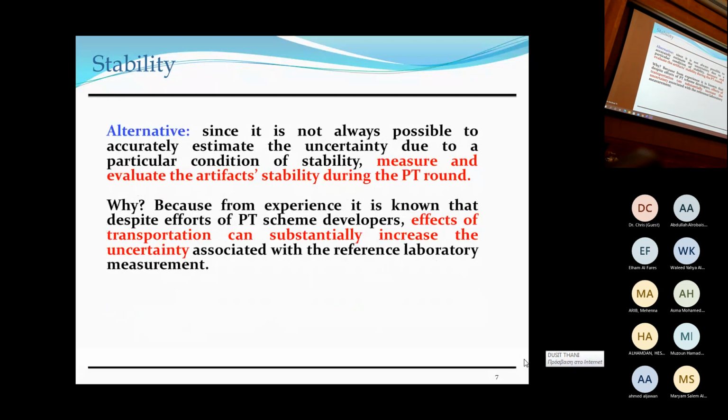So how do we deal with stability issues? Since it's not always possible to estimate the uncertainty due to a particular condition of stability, we measure and evaluate the artifact stability during the PT rounds. This is why in many instances, transfer standards are measured at least twice, once before they leave the pilot lab and once after they return. Depending on the type of circulation scheme, it could be more than twice, but at least twice.